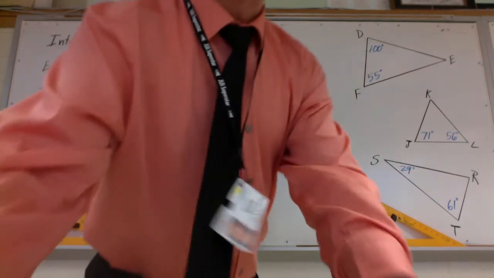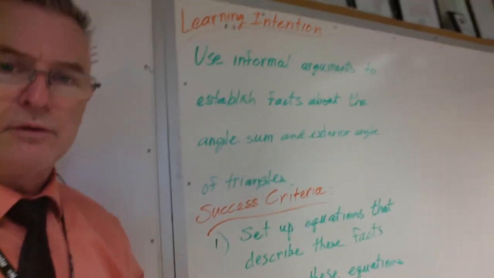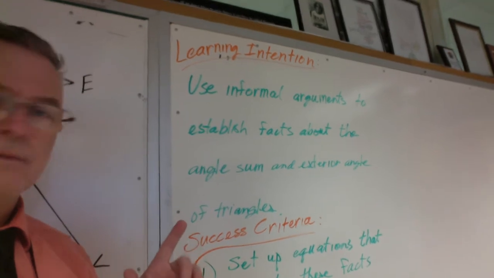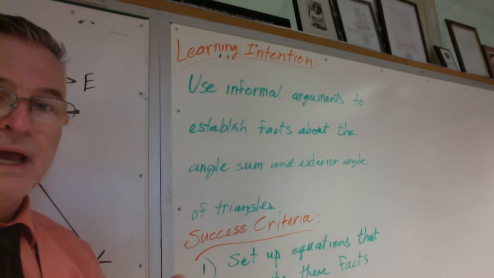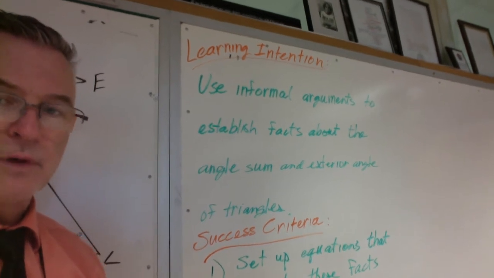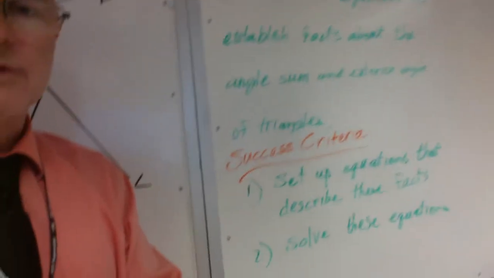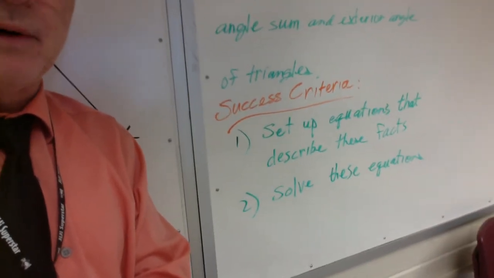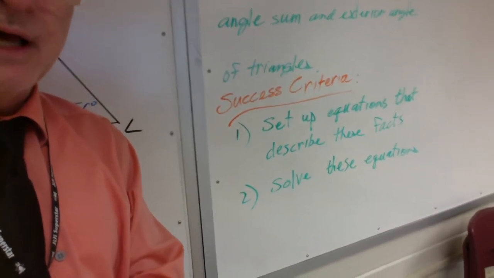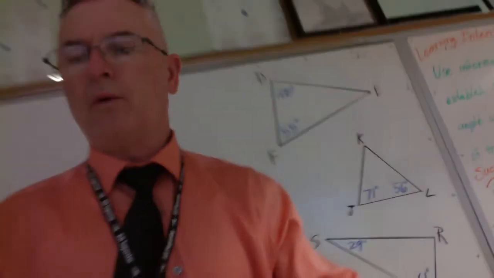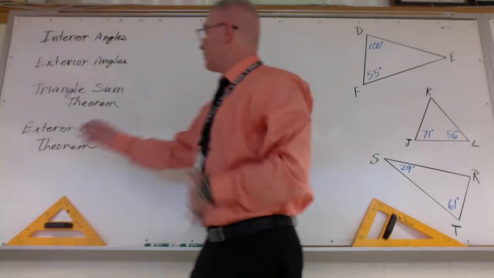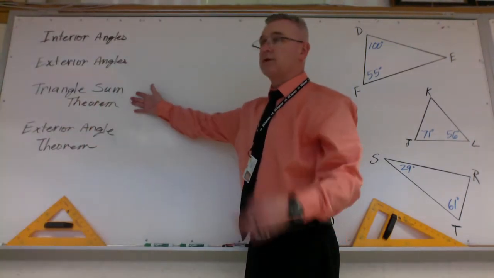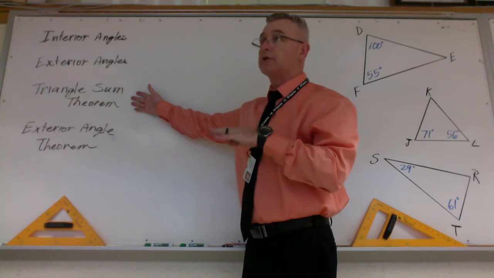Now, I'm going to pick this up for a second, and I'm going to show you what we're looking for. Our learning intention today is using informal arguments to establish facts about the angle sum and exterior angles of triangles. Okay, and then our success criteria is to set up the equations that describe these facts and solve these equations. So basically, we don't just need to know how these work, like the triangle sum theorem says that angles 1, 2, and 3 total to 180.